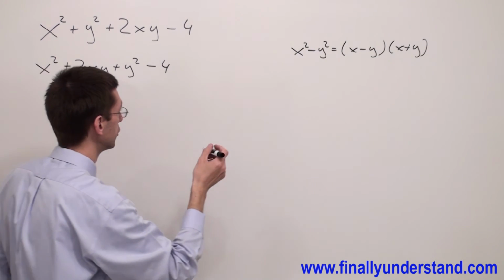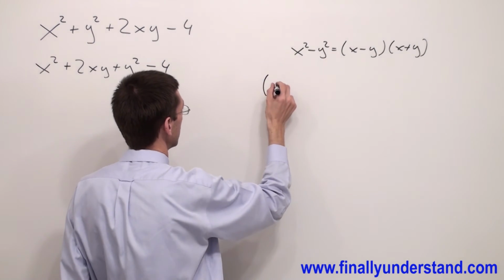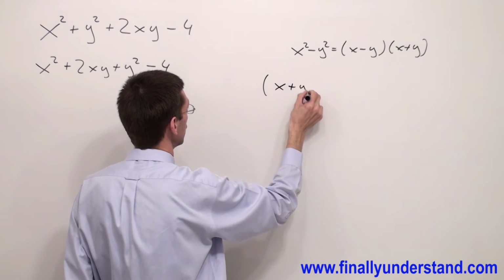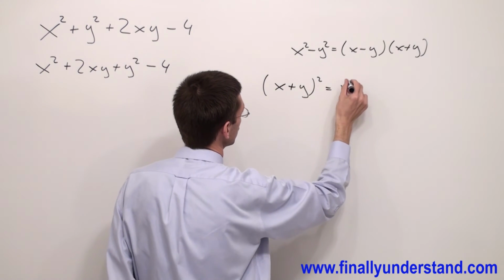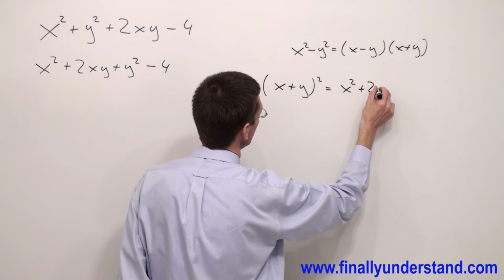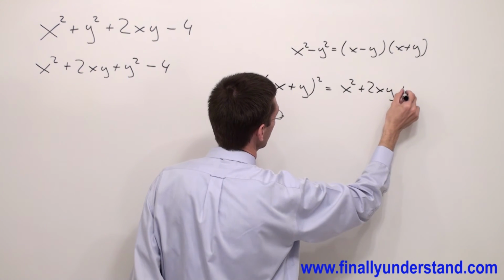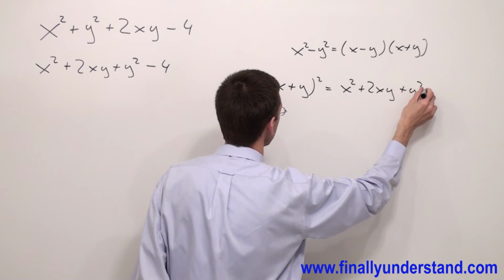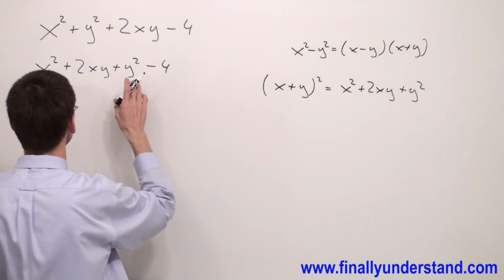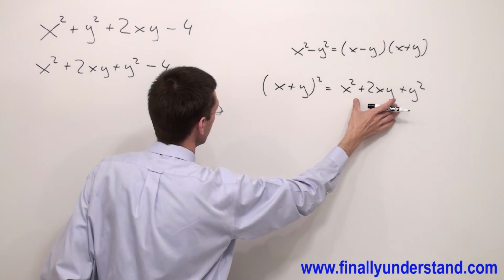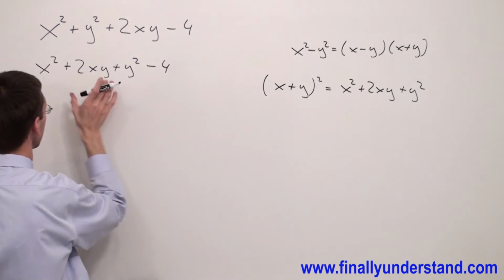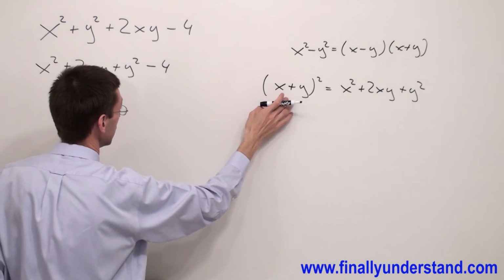Do you remember the formula for the square of the sum? x plus y squared is equal x squared plus 2xy plus y squared. Okay? I get exactly the same expression. This expression is the same as this one. So I can rewrite this as this.